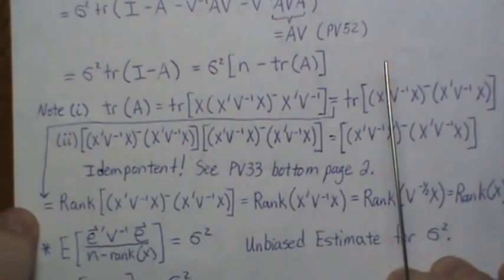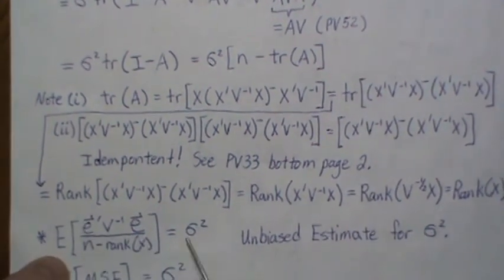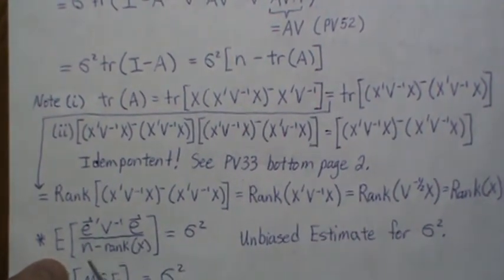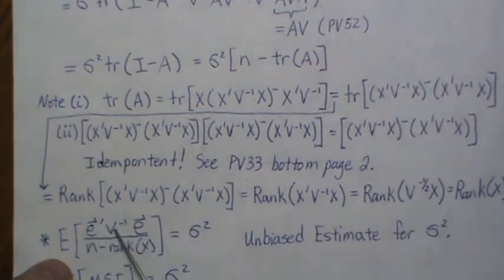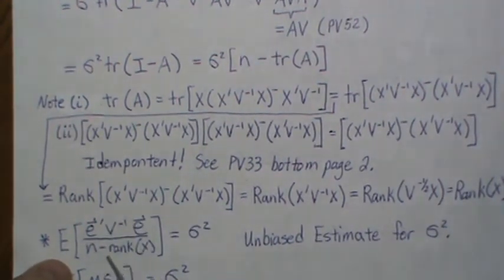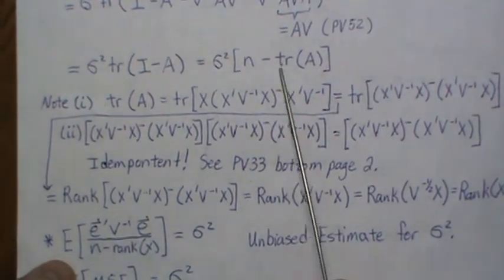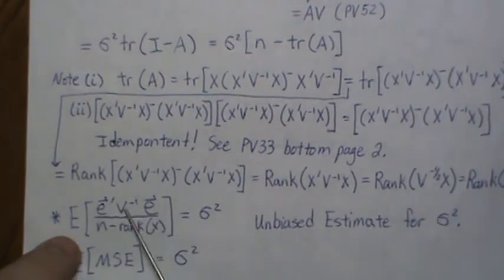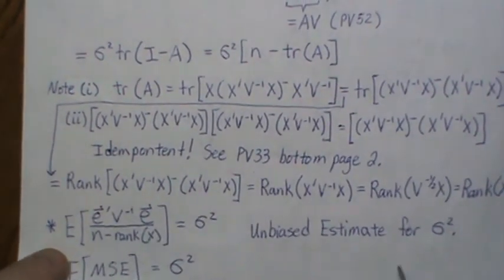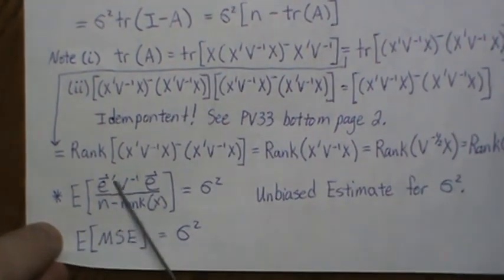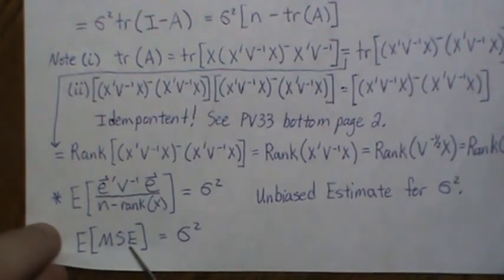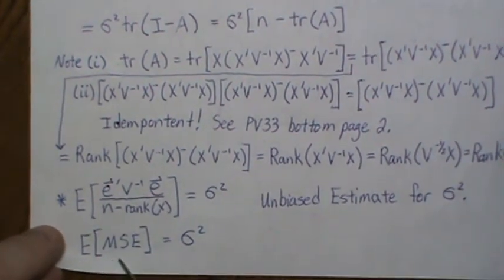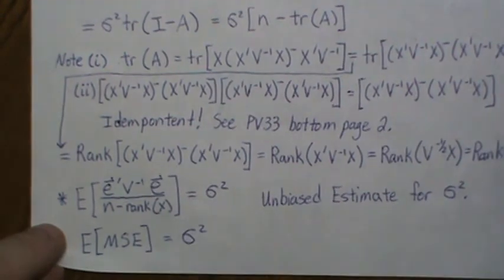So now we have enough to develop an unbiased estimator for sigma squared. If we take the expected value of the sum of squares residual divided by this constant, right, this constant, then we take the expected value of this, we're just left with sigma squared. So it's an unbiased estimate. Now this piece in here is often called the mean square error. So the expected value of the mean square error is sigma squared.